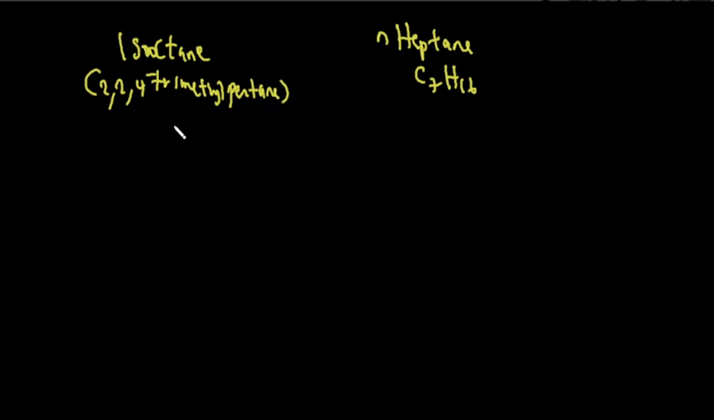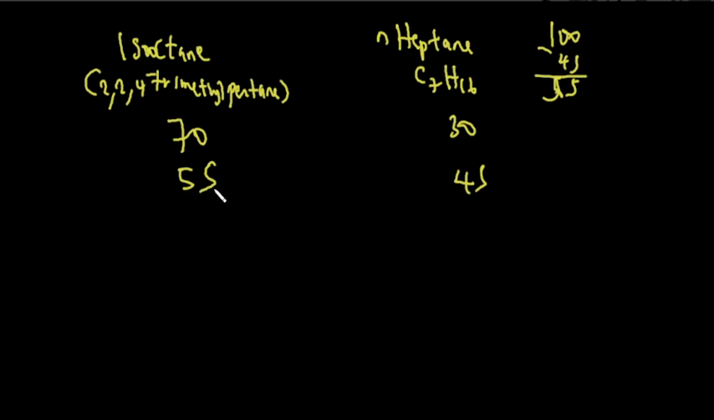So if I tell you that the ratio of isooctane is 70 to 30, it simply means that the octane number is 70%. If I tell you that the n-heptane proportion is 45, what is the octane number? Once you find the number of octane here, that's the octane number. So with 45, what are we going to do? 100 minus 45, because the highest octane rating is 100. This is going to give us 55. So the octane number is going to be 55.